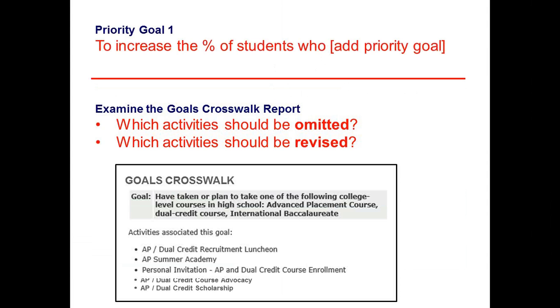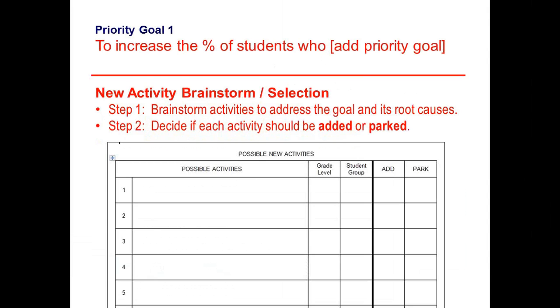So I'm looking at the root causes, and then I'm saying, okay, let's look at the goals crosswalk report. Are there activities that aren't working very well, they're not helping the kids to meet this goal, and we just want to get rid of them? Are there activities that we should revise? So we're looking at the goals crosswalk report and asking those questions. Then on this screen, we're saying, okay, do we need to add activities for this goal?